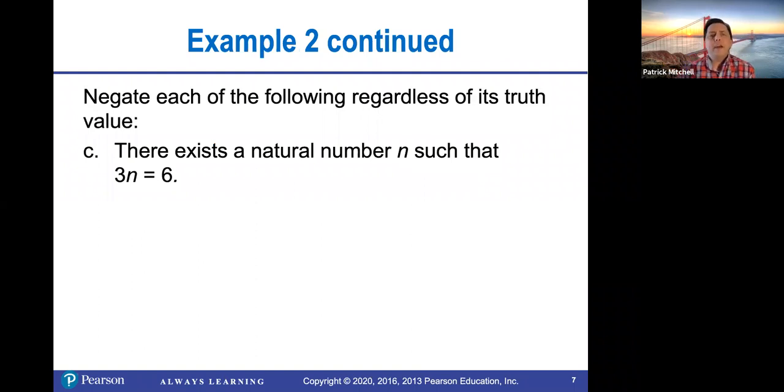Okay, continuing, we're negating each of the following. Notice it says regardless of its truth value, okay?